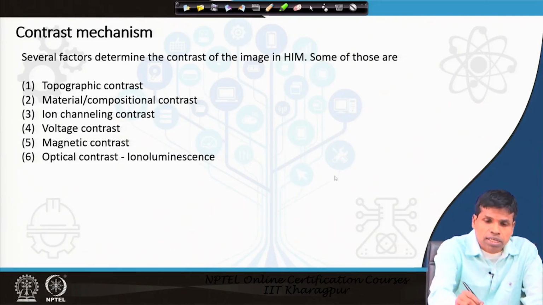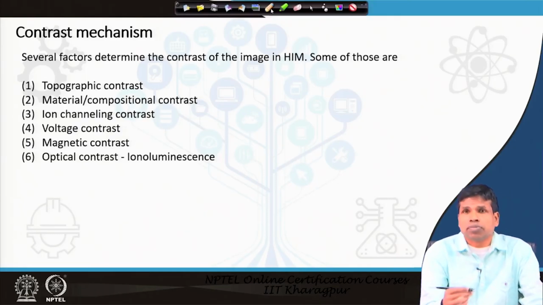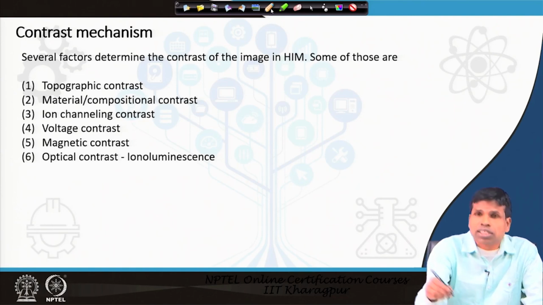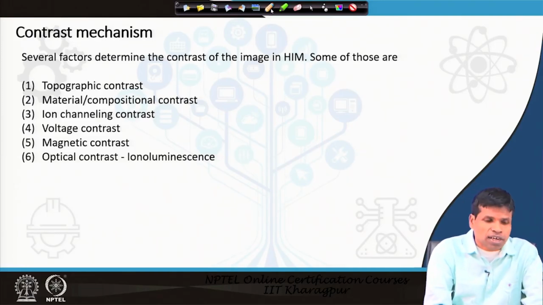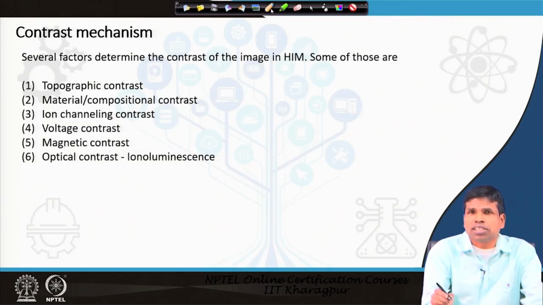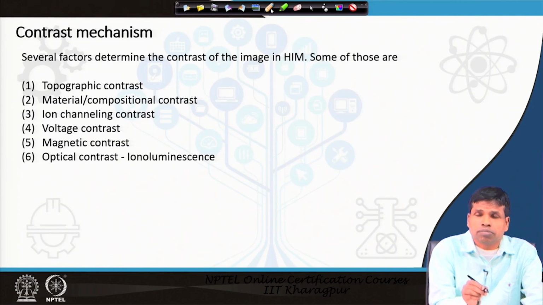Some of those are topographical contrast. Topography means 3-dimensional formation of the image: more the tilt of the sample, more up and down of the sample, giving the 3D features. This is the topographical contrast. Then second is material or composition contrast. Different materials are there, some places higher atomic number material, some places low atomic number materials. Then we should be able to distinguish them, that is material or composition contrast.